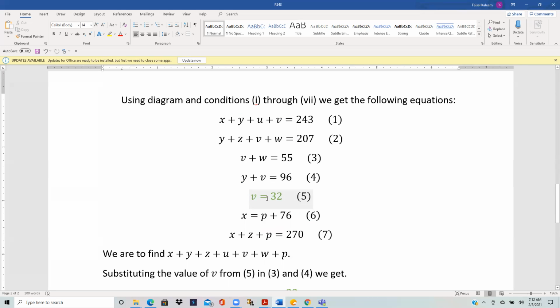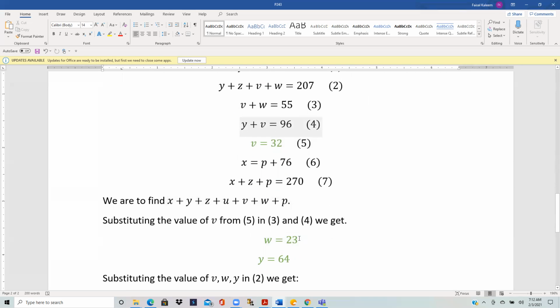And we can substitute V is equal to 32 in 3 and 4. So if you substitute V equals 32 in 3, it's 32 plus W equals 55. And that gives us W equals 23. And similarly, when we substitute V is equal to 32 in number 4, we get Y plus 32 equals 96. So Y comes out to be 64.